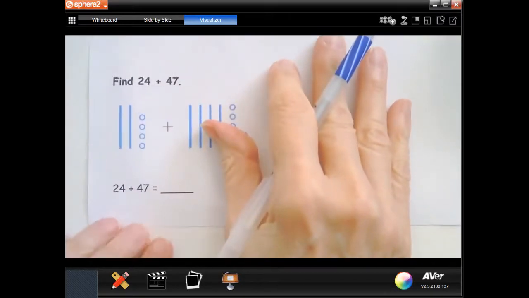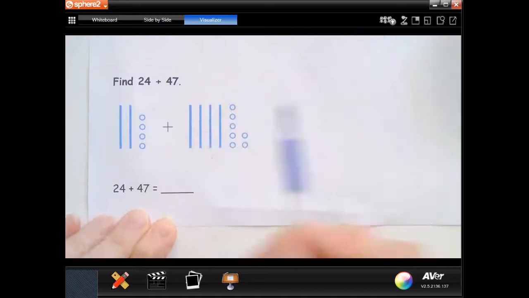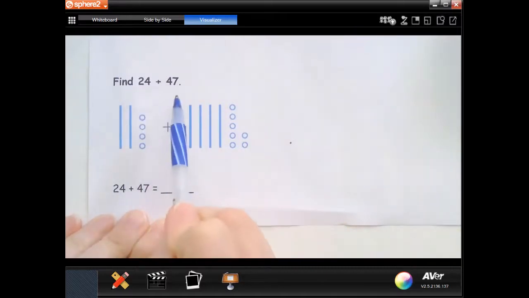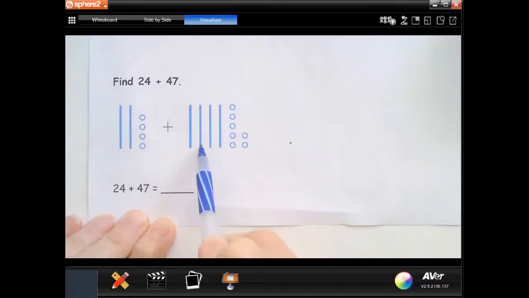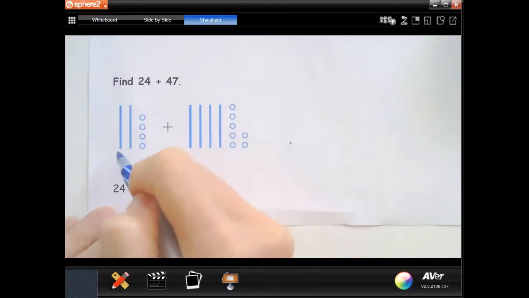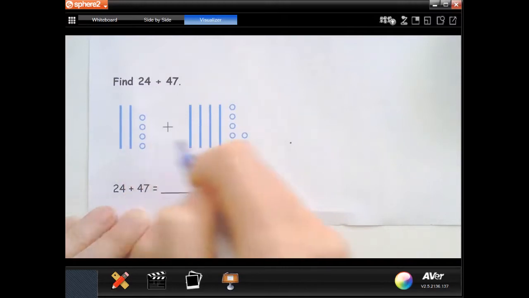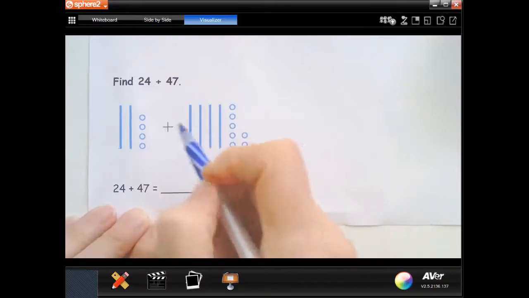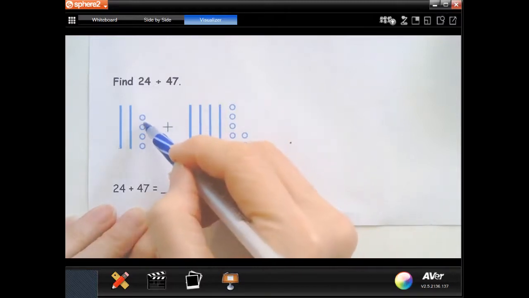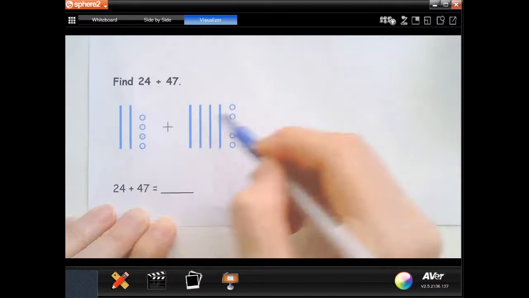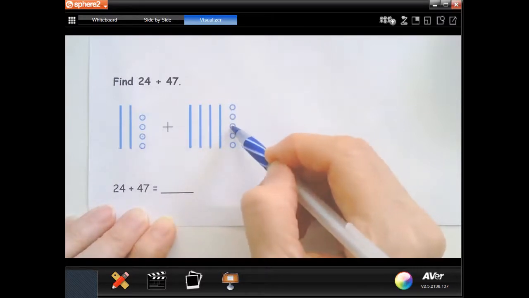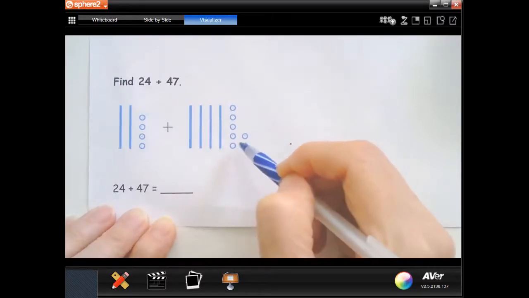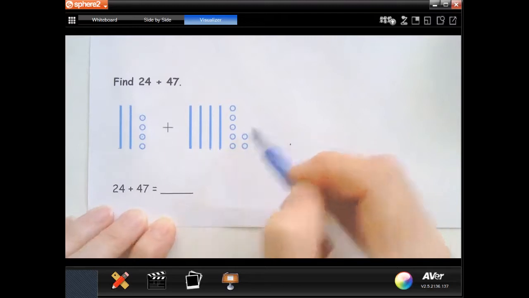This example says find 24 plus 47. What is 24? 2 tens, 4 ones. What is 47? 4 tens, 7 ones. So let's count the tens first. 10, 20, 30, 40, 50, 60. Let's count the ones. 61, 62, 63, 64, 65, 66, 67, 68, 69, 70, 71.